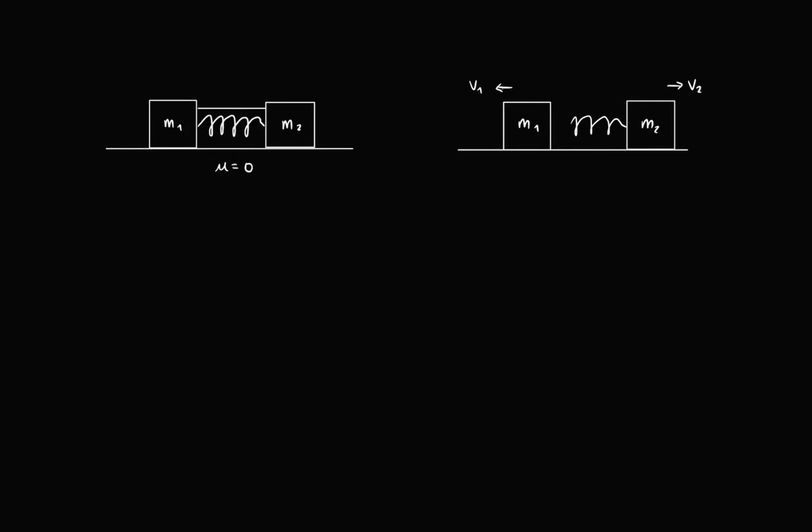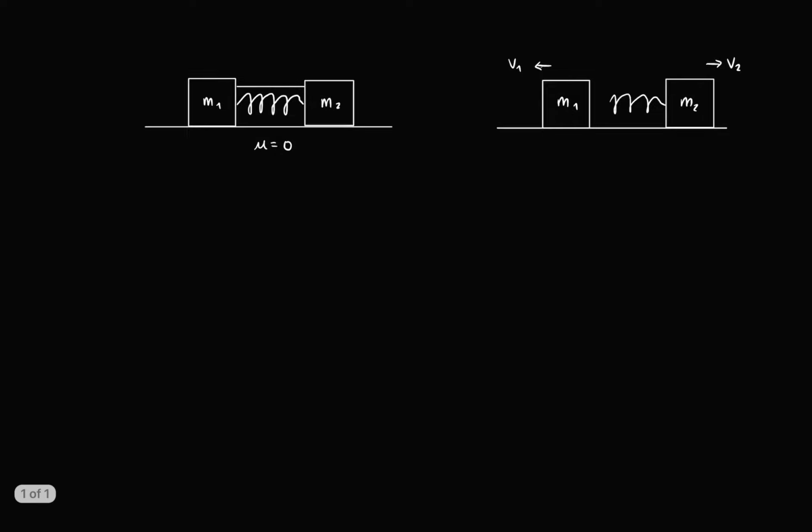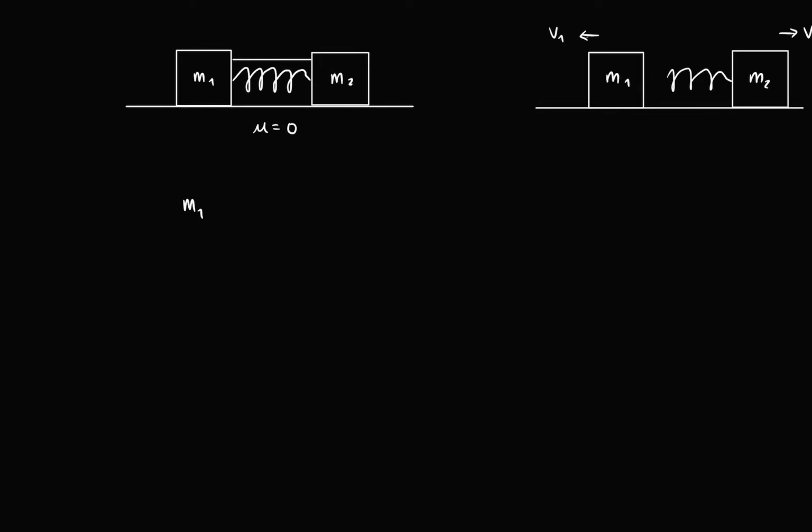So the first thing that we want to know is, well, what is V1? Because we are given M1 is equal to 0.62 kilograms, and M2 is equal to 2.7 kilograms. V2 is equal to 3.2 meters per second, and V1 is not given. Why do we need V1?